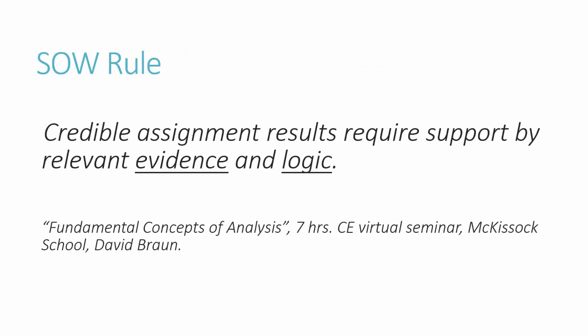Now, I'm more interested in us focusing on the scope of work rule, lines 402 through 403, and we'll jump to that. It says, credible assignment results require support by relevant evidence and logic. So to meet USPAP, when you make a decision such as extracting a line item adjustment rate, what you're going to use to adjust, say, for gross living area, it should be based on evidence and logic. Now, this is really basic stuff, but it's very important information.